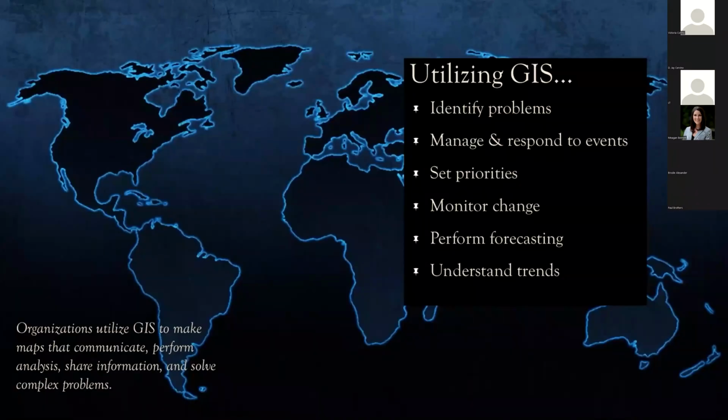So how do you utilize GIS? Well, you can utilize it to identify problems. You can do it for trending, for forecasting, to monitor short-term, long-term changes. You can set priorities with your data. And we're talking about all kinds of data. Any kind of data you have, be it Excel data, a bunch of data in a SQL server, wherever, as long as you attach a spatial component to it, you can analyze that data.